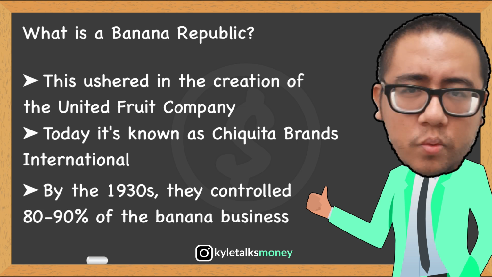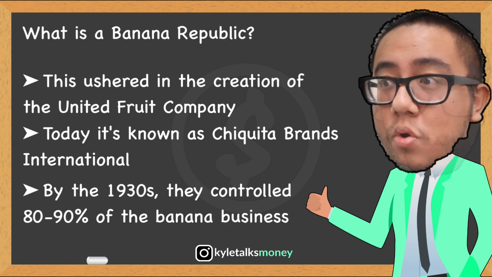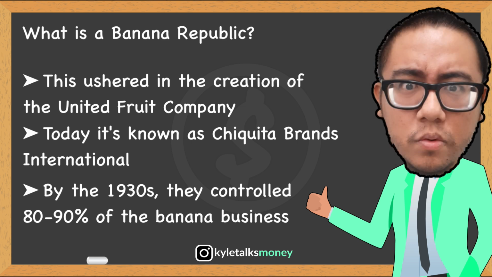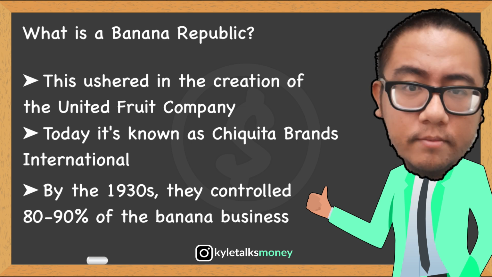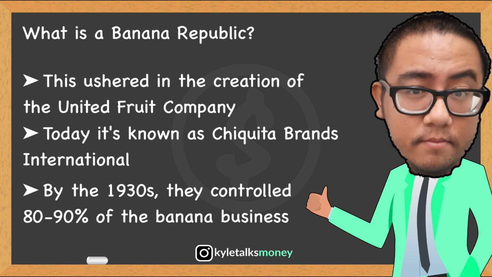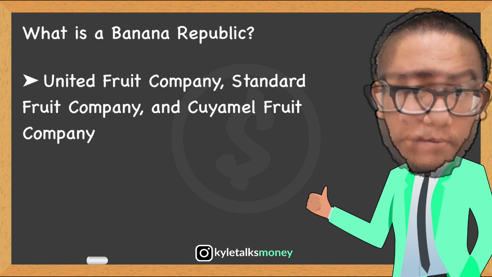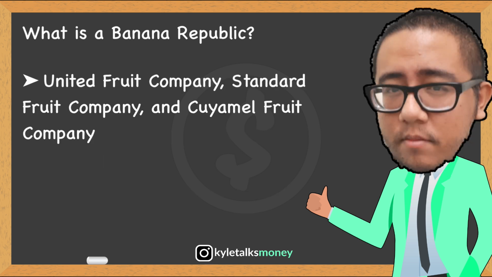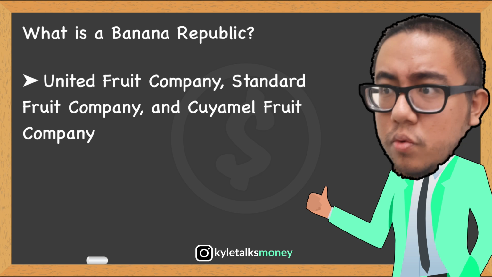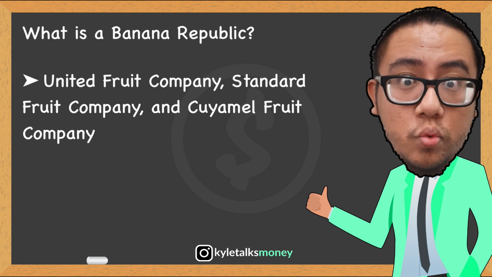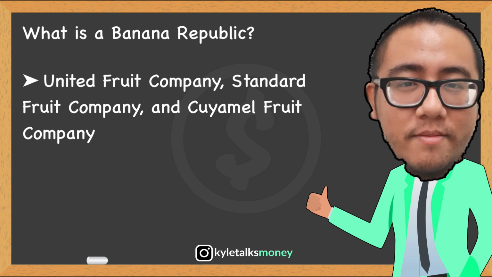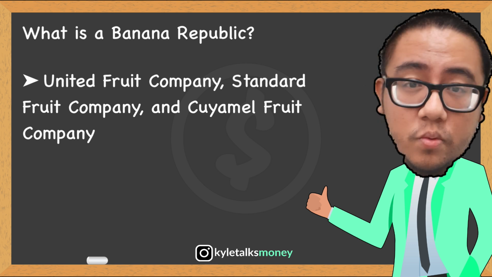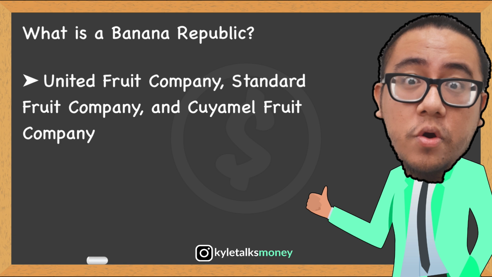By the 1930s, the international political and economic tensions created by the United Fruit Company established a corporation to control 80 to 90% of the banana business in the US. By the late 19th century, 3 American multinational corporations, the United Fruit Company, the Standard Fruit Company, and Cumel Fruit Company, dominated the cultivation, harvesting, and exportation of bananas, and controlled the roads, rail, and port infrastructure of Honduras.